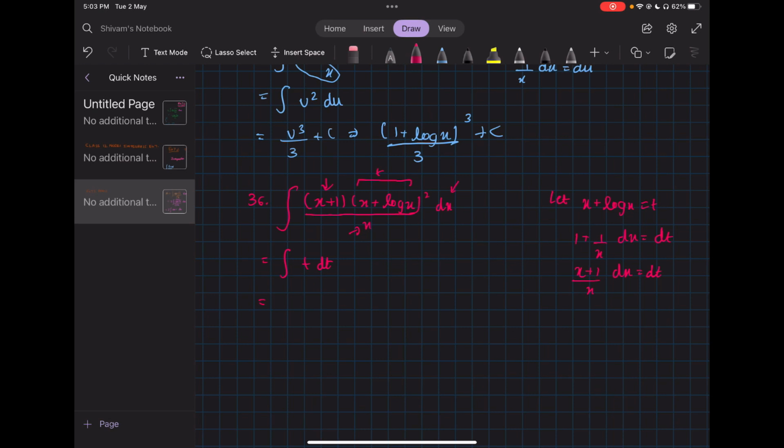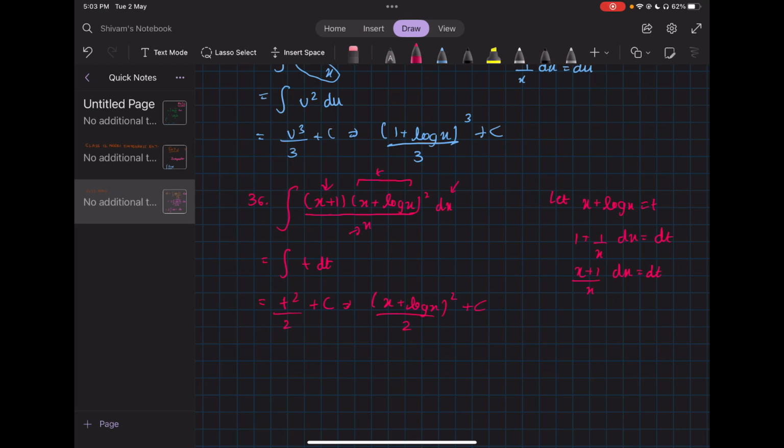And now we're going to use the power rule. So t squared over 2 plus c. Now we're going to replace t with what we took t to be. So x plus log x whole squared over 2 and then a plus c. And that is the answer, ladies and gentlemen.